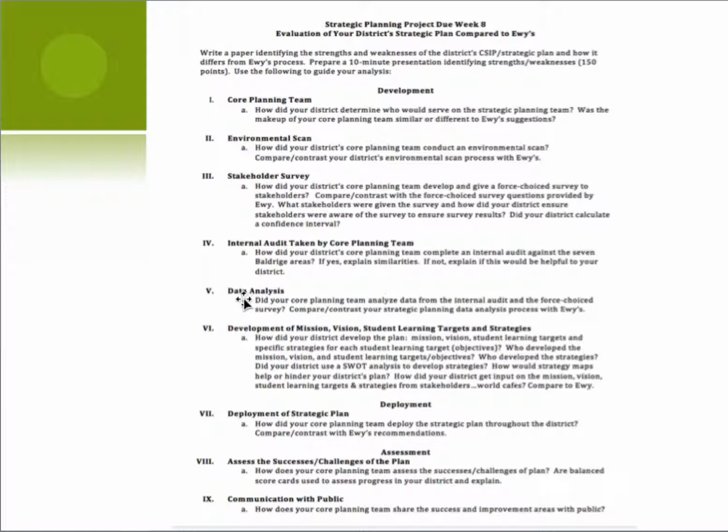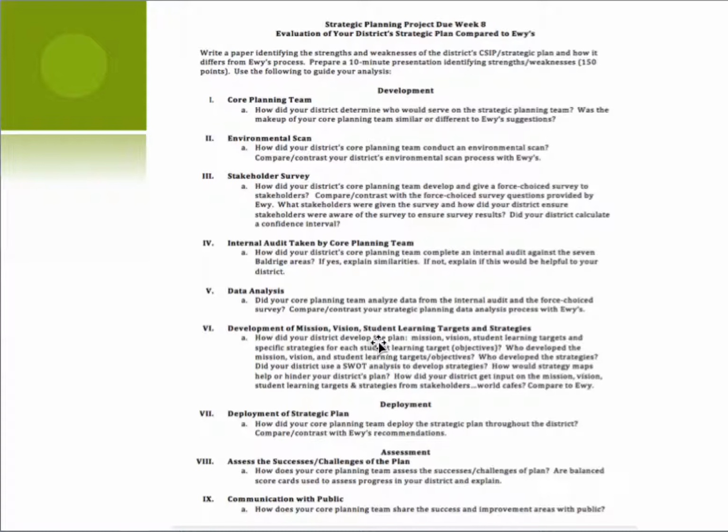The fifth section has to do with the data analysis process. So once your core planning team has taken the internal audit and you've gotten survey results back from your stakeholders, who takes time to analyze that data from both of those groups, and compare and contrast that particular effort with Yuhi's process? The sixth section is the development of the mission, the vision, the student learning targets, and strategies.